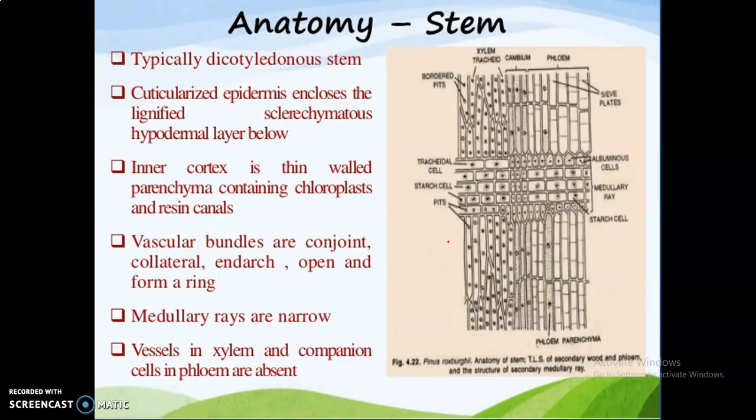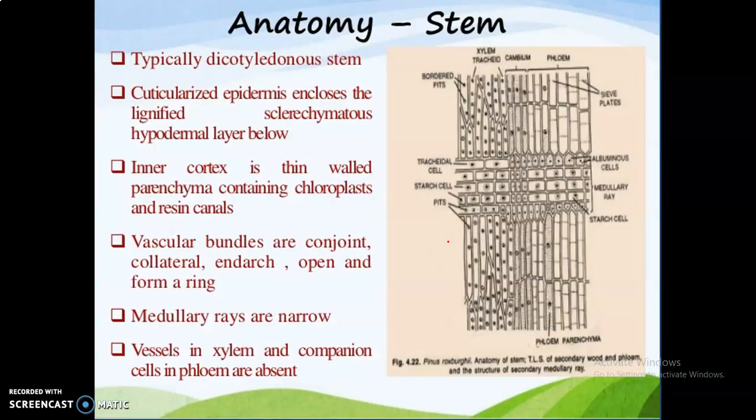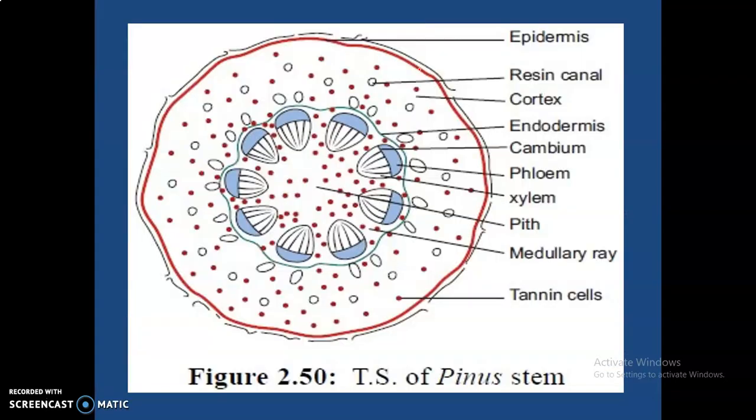Now we come to the anatomy of the stem. The anatomy of the stem is also like the dicotyledonous stems. It is surrounded by a cuticularized epidermis because gymnosperms show xerophytic character. So above the epidermis there is a cuticle. The epidermis is discontinuous due to the presence of various hairs in the stem.